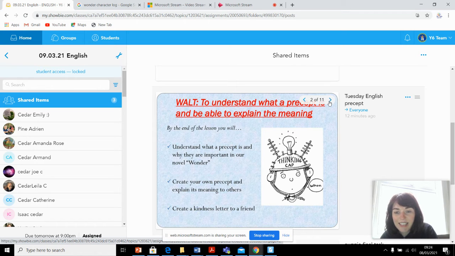Okay, and today our lesson is going to be based around Mr. Brown and his idea of using precepts in his lesson. And they are used throughout the book. So we wanted you to understand what a precept is and to come up with your own precepts today. Okay, so by the end of the lesson, you'll understand what a precept is and why they're important in our novel Wonder. And you'll have created your own precept and explained its meaning to others. And as a final part of the lesson, you're going to create a kindness letter to a friend relating to Mr. Brown's first precept. Okay?